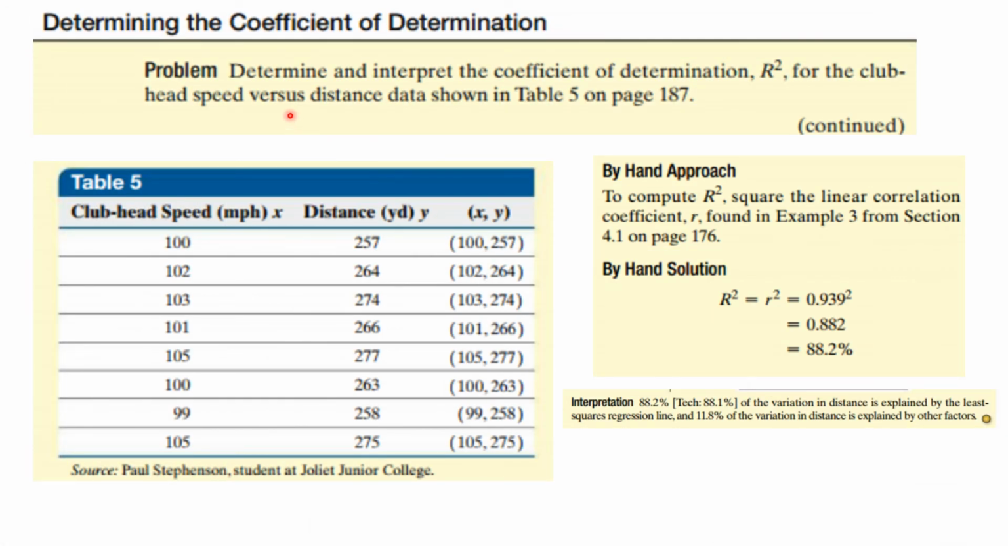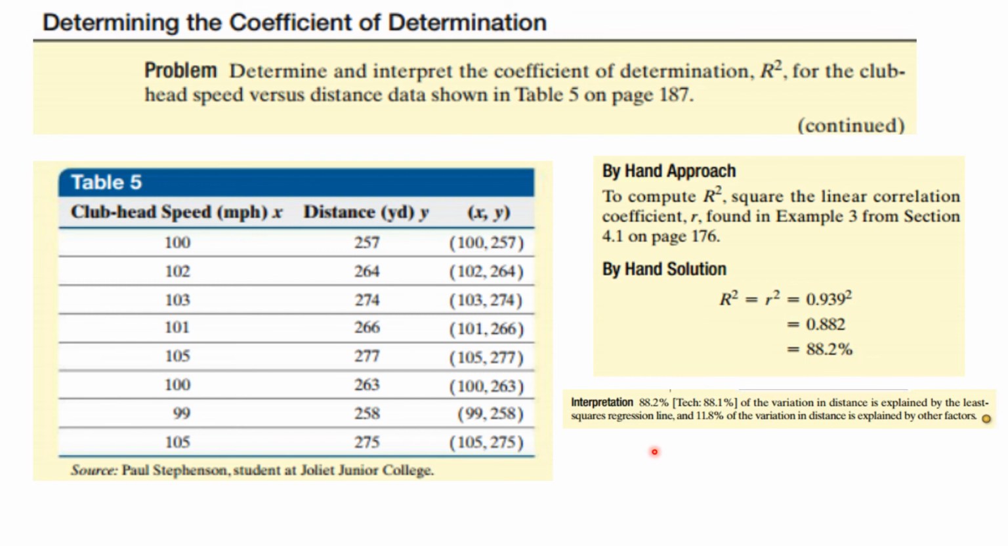Let's talk about a problem. Determine and interpret the coefficient of determination R squared for the clubhead speed versus distance data shown in this table. And here it is repeated again. So we get these x and y's. Now previously we computed this and found that r was 0.939, so capital R squared is that squared. And when you square a number less than 1, you get a smaller number yet. And so this is 88.2%.